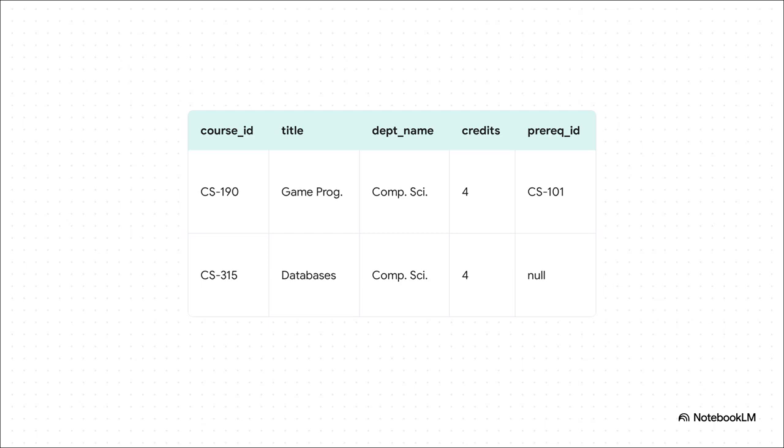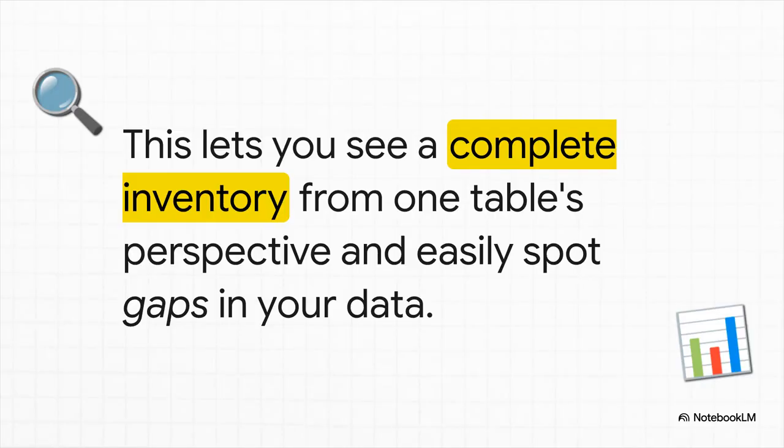We made our courses table the VIP. See our old friends, the courses with prerequisites? They're still here. But look, CS315 is back. We didn't throw it out this time. We can now clearly see it in our list, and its prereq ID is just null, telling us it doesn't have one listed. So why is this such a game changer?